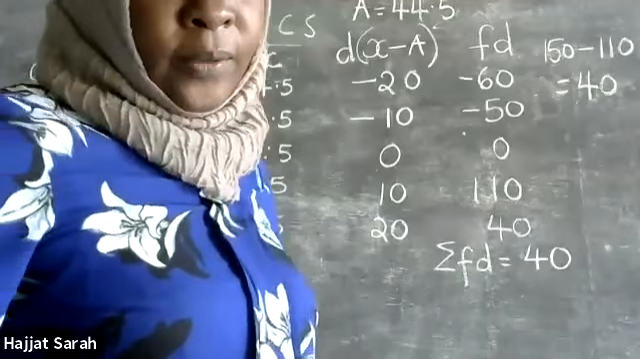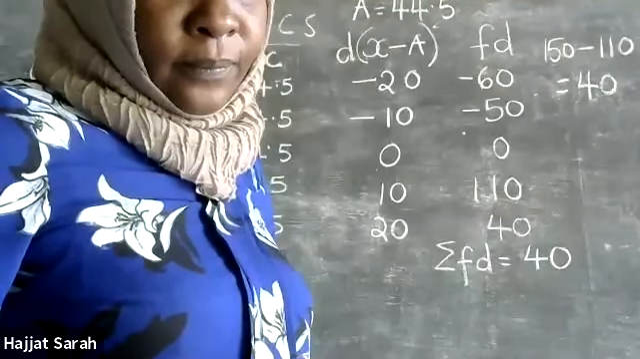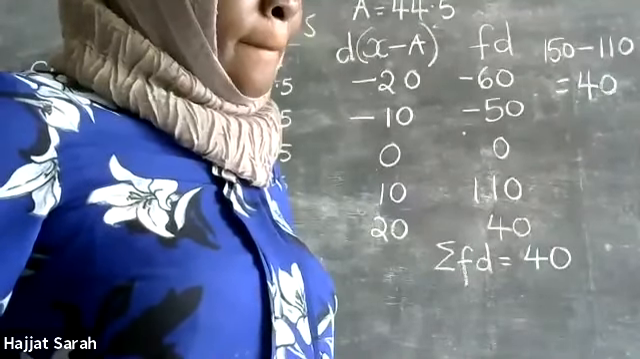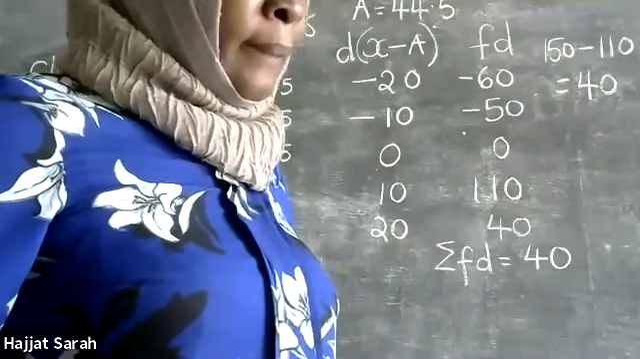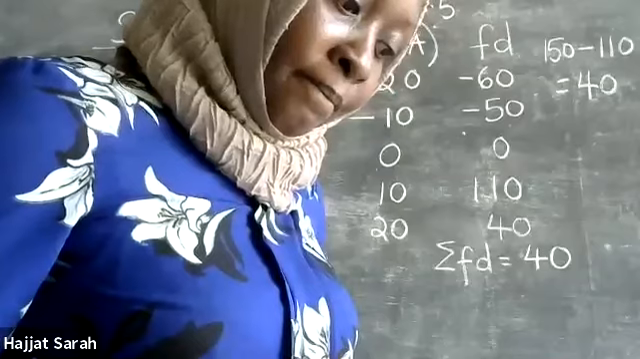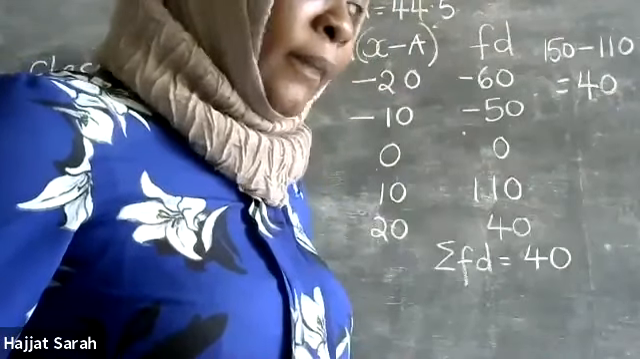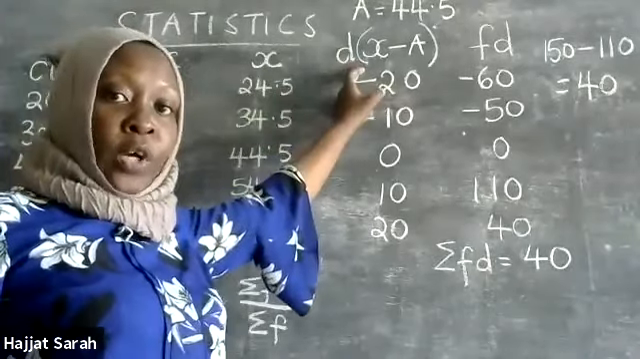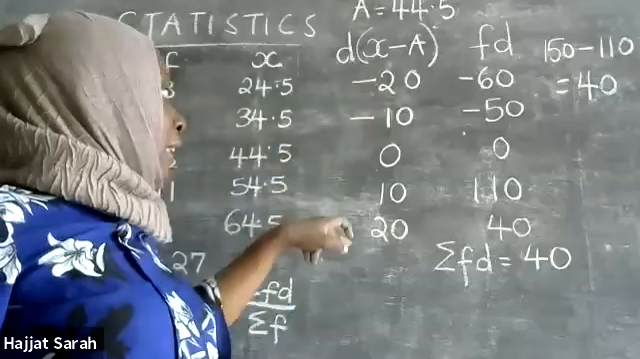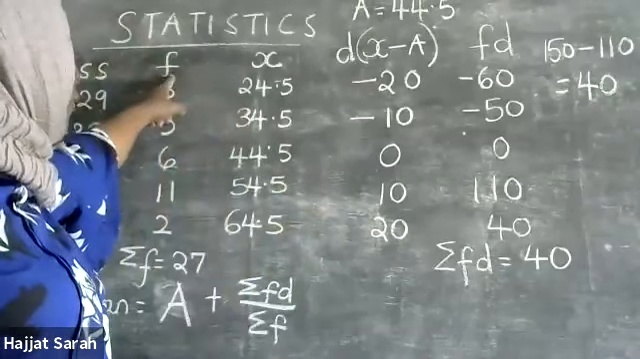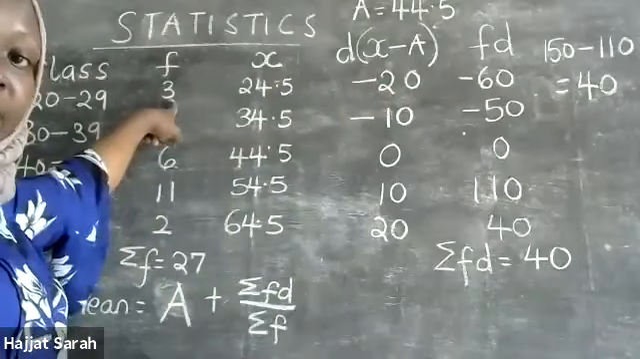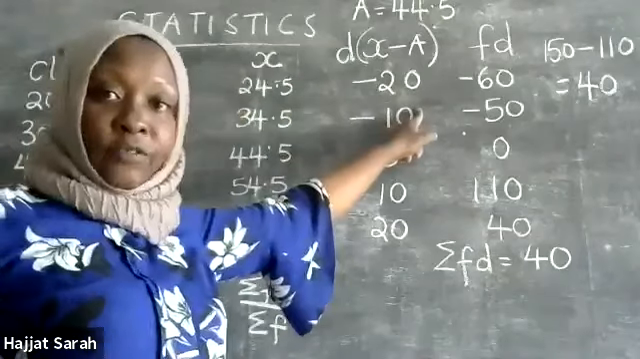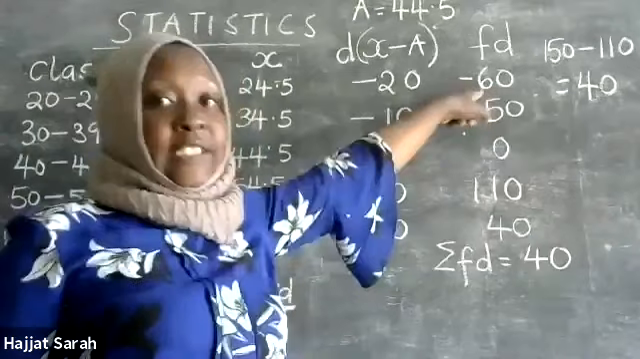Teacher, I beg your pardon on how we find the FD. FD simply multiply your F and the D. If you understood how we get D, simply get F multiplied by D. So in my first class, the frequency was 3, and the first value of D was -20. So 3 times -20 gives me -60.